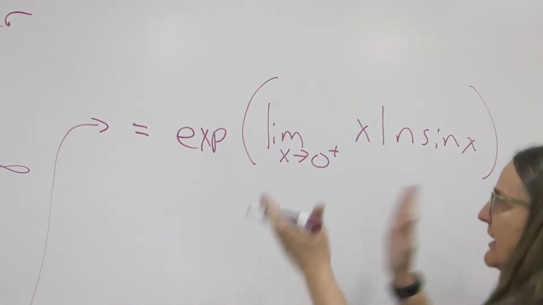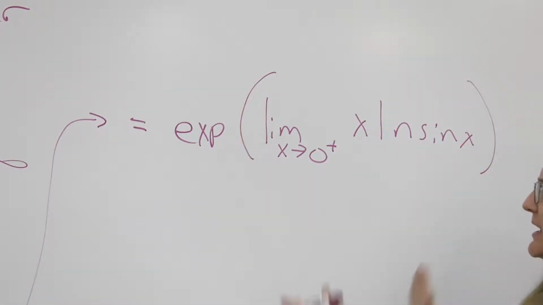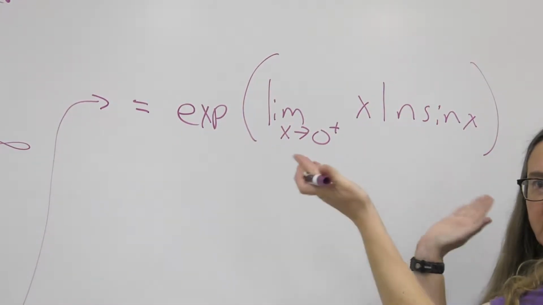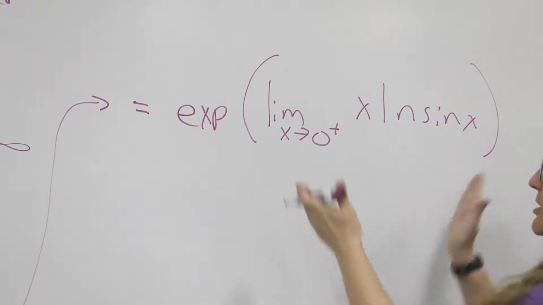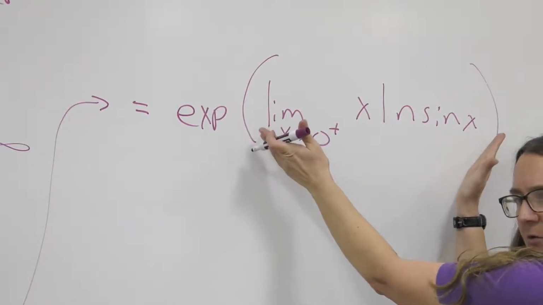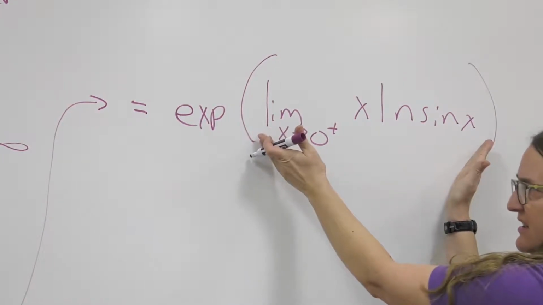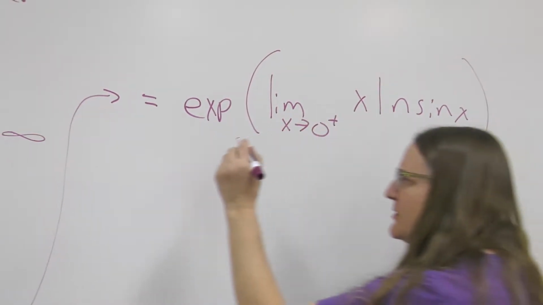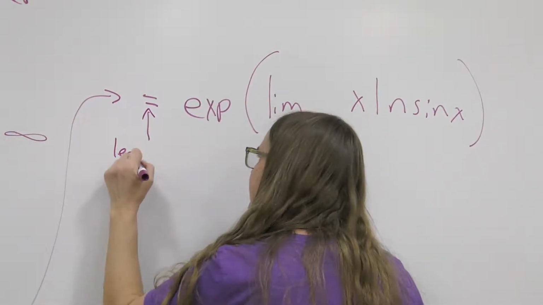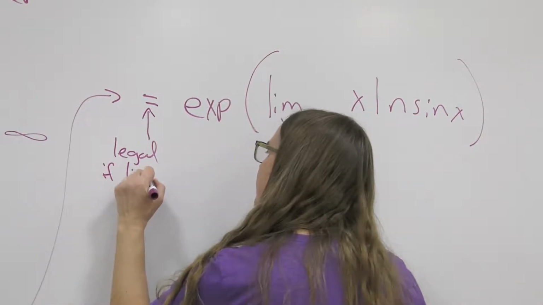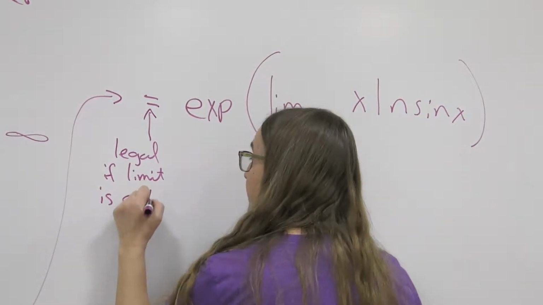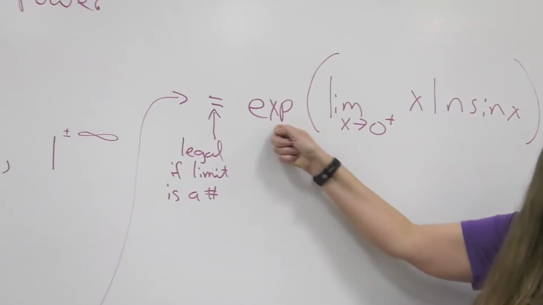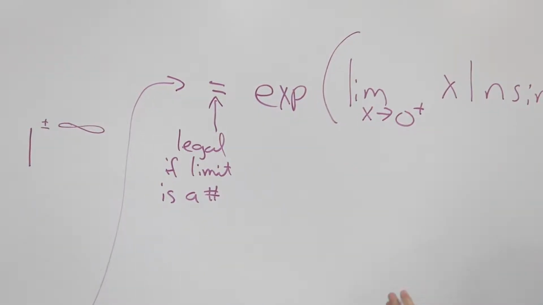I said we can do that if what we get makes sense. If this limit ends up being a finite number, I've just got the exponential function evaluated at a number. That's totally fine. But if this limit ends up being infinity or negative infinity or does not exist, I can't plug in any of those things to the exponential function. So this step right here is legal if the limit is a number. The rule is it has to be a number in the domain of this function, but the domain of the exponential function is all real numbers. So if we get a number, we're covered.